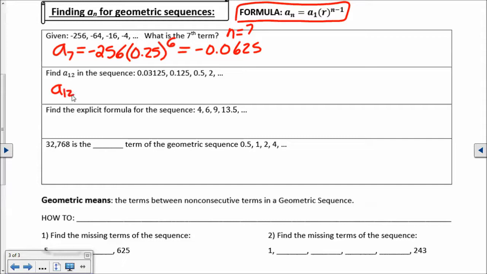What about the next one? Same thing. I'm trying to find a sub 12. What's the first term? It's 0.03125. What's r? What am I multiplying times to each step of the sequence? Let's find out. 4.